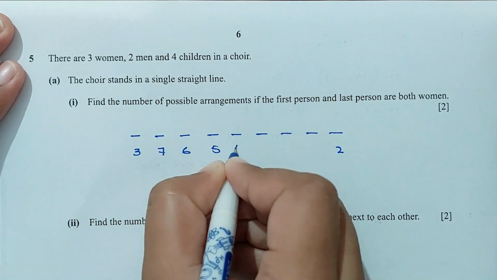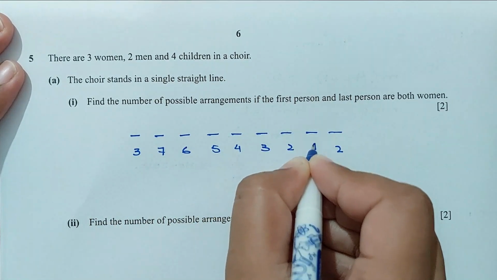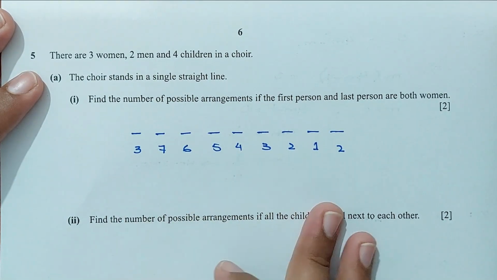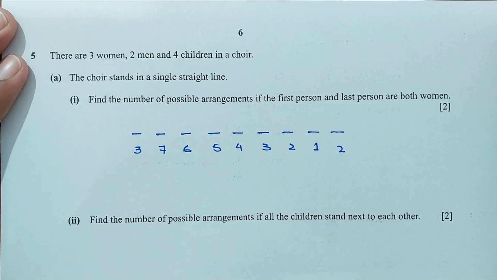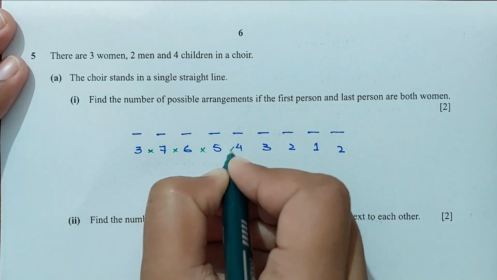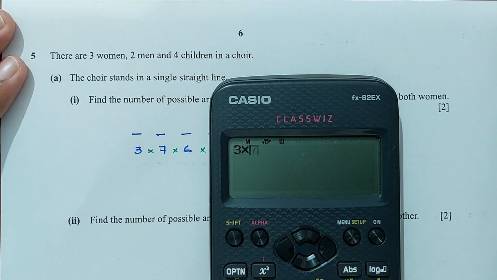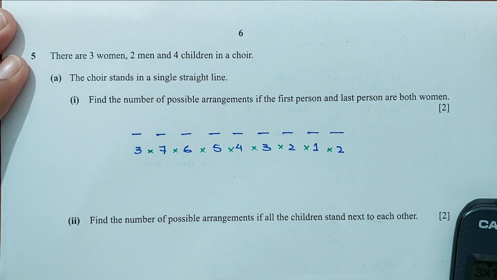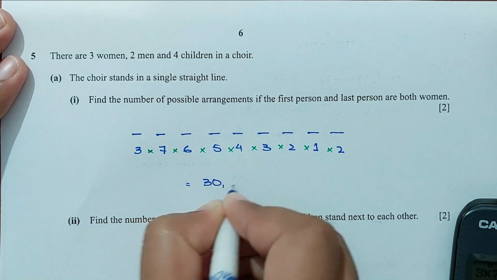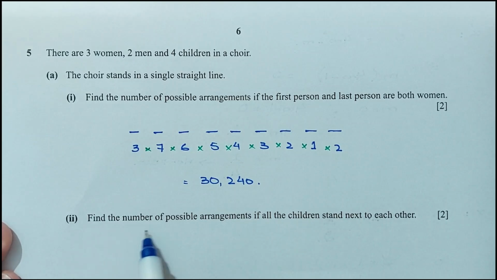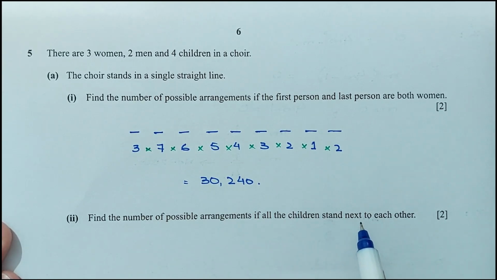So we can say 7, 6, 5, 4, 3, 2, 1, because there is no restriction in between. There can be one woman and two men and four children, right? So let me simplify. We have to multiply this to get the number of possible combinations. So 3, 7, 6, 5, 4, 3, 2, 1, and 2. That is 30,240. So these are the possible combinations, we can say.